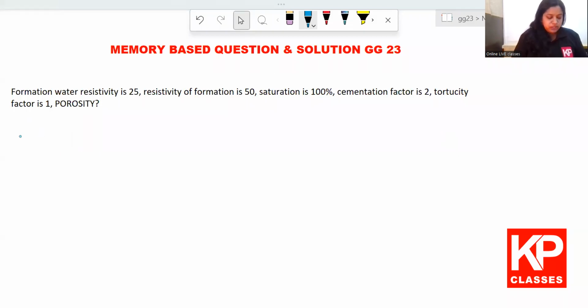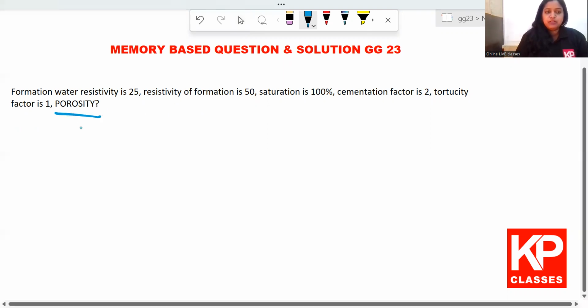So this is the first question that we are going to discuss. Formation water resistivity is 25. Resistivity of formation is given as 50. Saturation is given as 100%. Cementation factor is 2. Tortuosity factor is given as 1. And they have asked us to calculate the porosity of the formation.